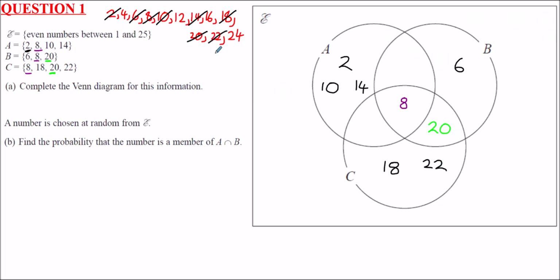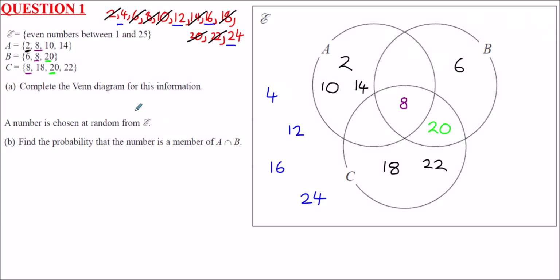Now, as you can see, there's some numbers that haven't been included. So we've got 4, 12, 16 and 24. So these numbers that haven't yet been included anywhere, 4, 12, 16 and 24, go anywhere on the outside of the circles but inside the rectangle. So 4, 12, 16 and 24 like so. So that's part A done. We've completed the Venn diagram.